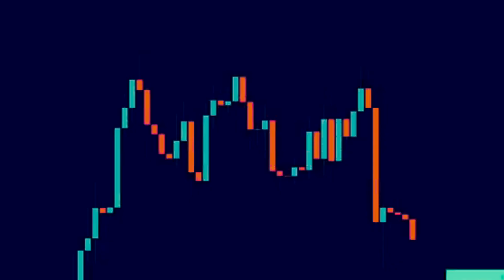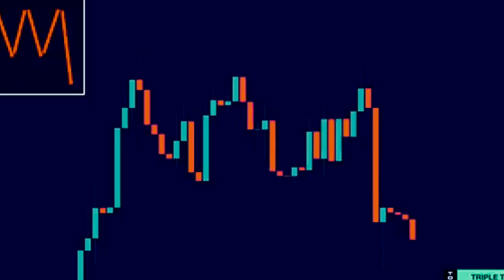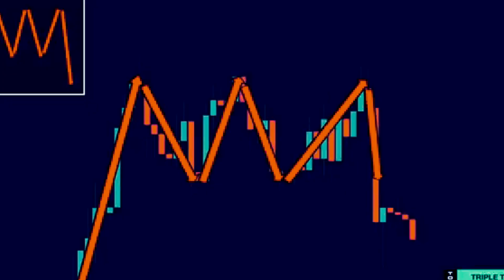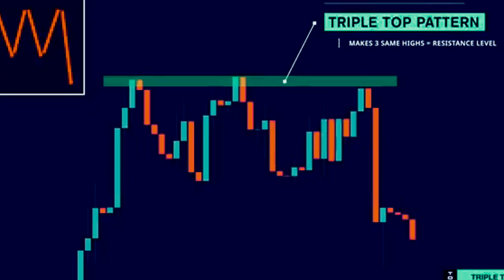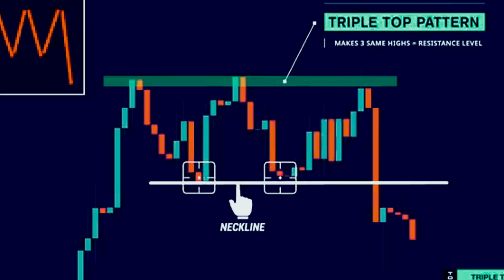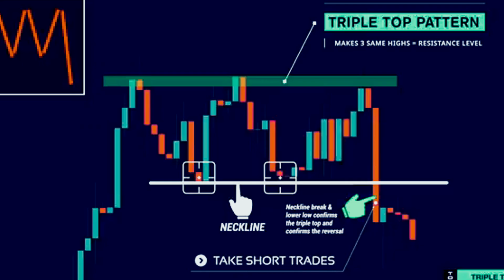Now, moving to the next pattern, the triple top and triple bottom pattern. So price is in an uptrend before it makes 3 same highs in a row, forming the triple top pattern. The swing lows here create the neckline and support level. And when it breaks, you would take trade entries short as the reversal is now confirmed.